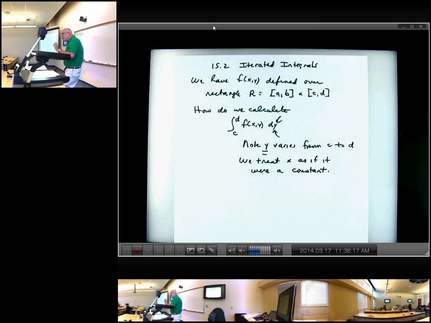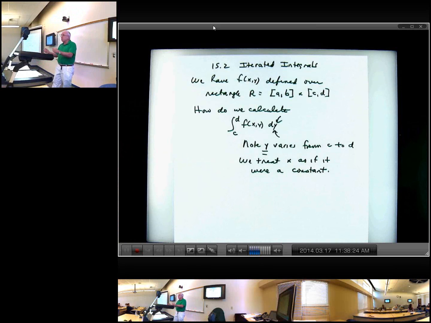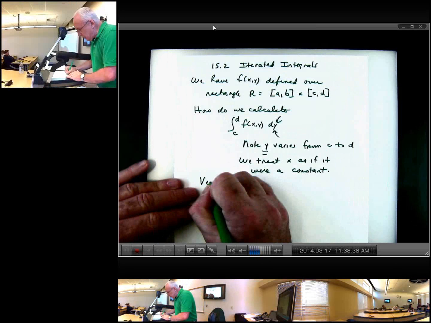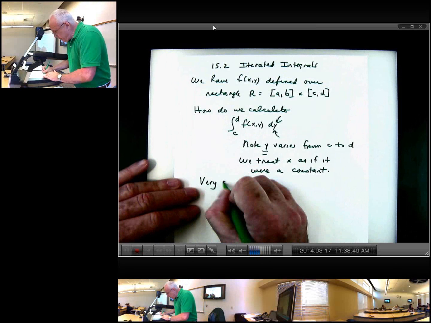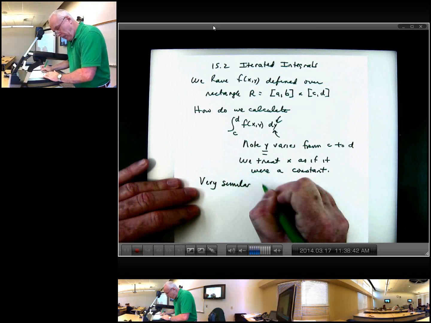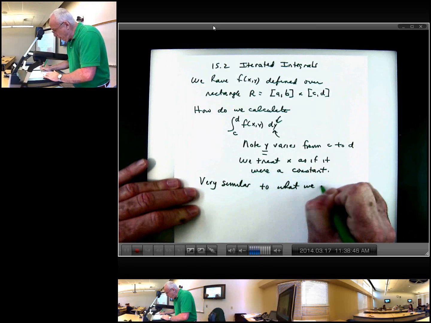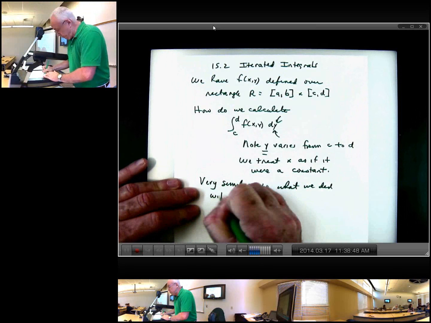This is very similar to how we did partial derivatives, where we did the partial derivative with respect to y, we treated x like a constant. Except now, we're doing anti-derivatives, all right? So I'll do one example and that'll be it. Very similar to what we did with partial derivatives.